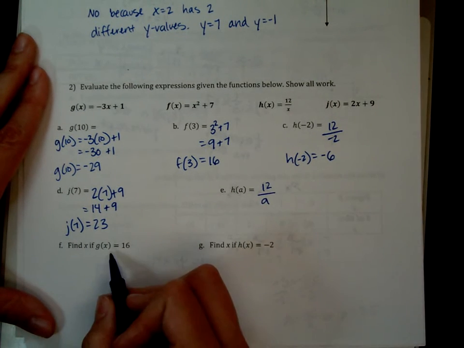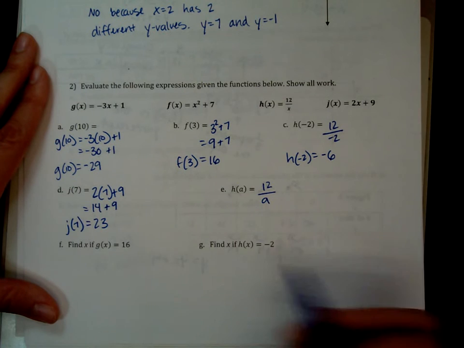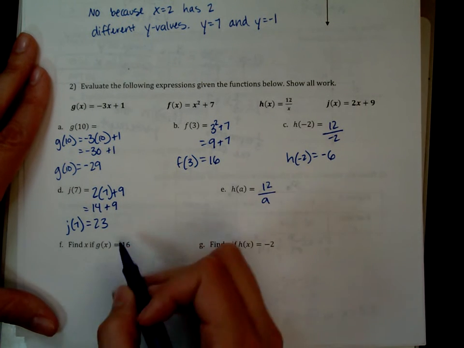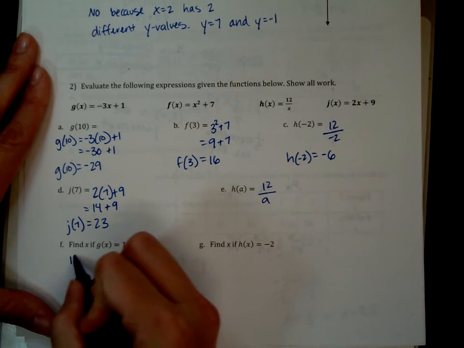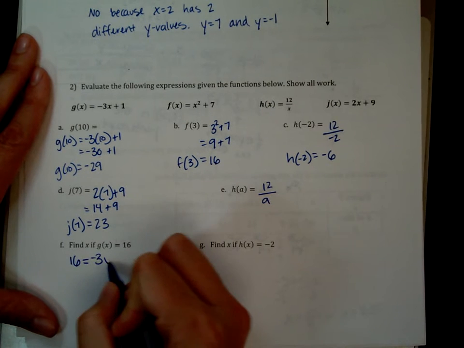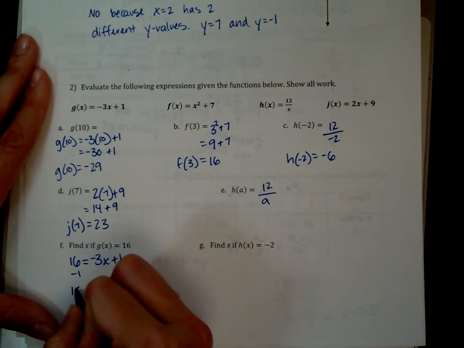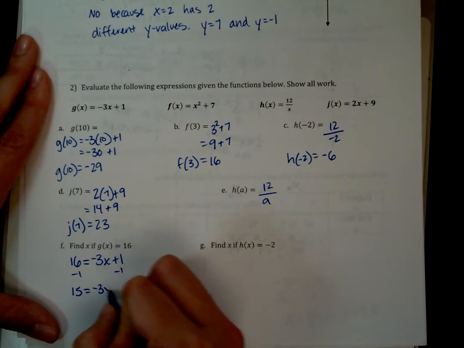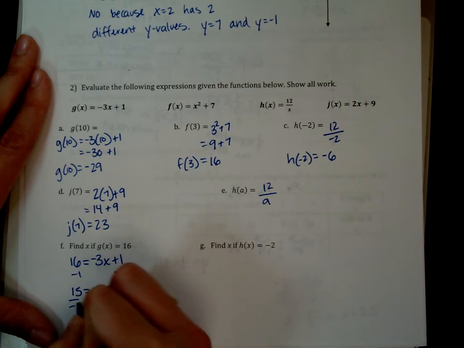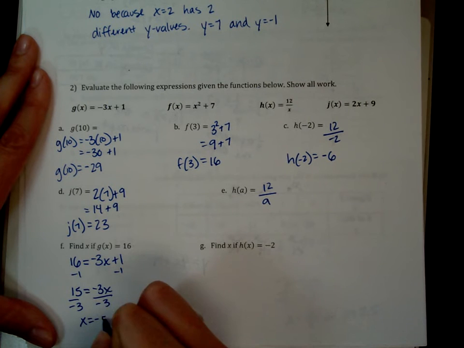Find x if g of x equals 16. So I know that g of x equals 16, so I'm just going to write 16 equals negative 3x plus 1. Subtract 1 from both sides. I get 15 equals negative 3x. Divided by negative 3. And we get that x equals negative 5.